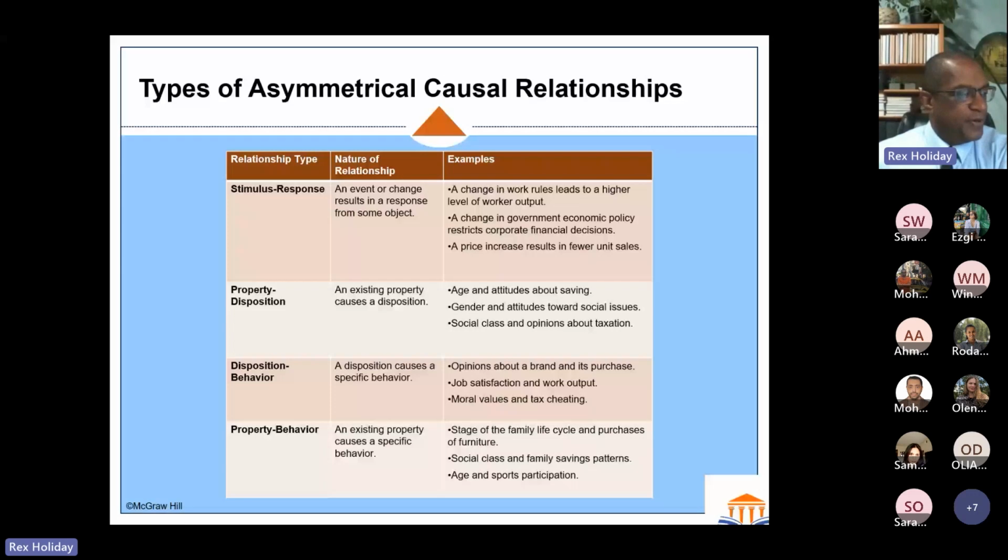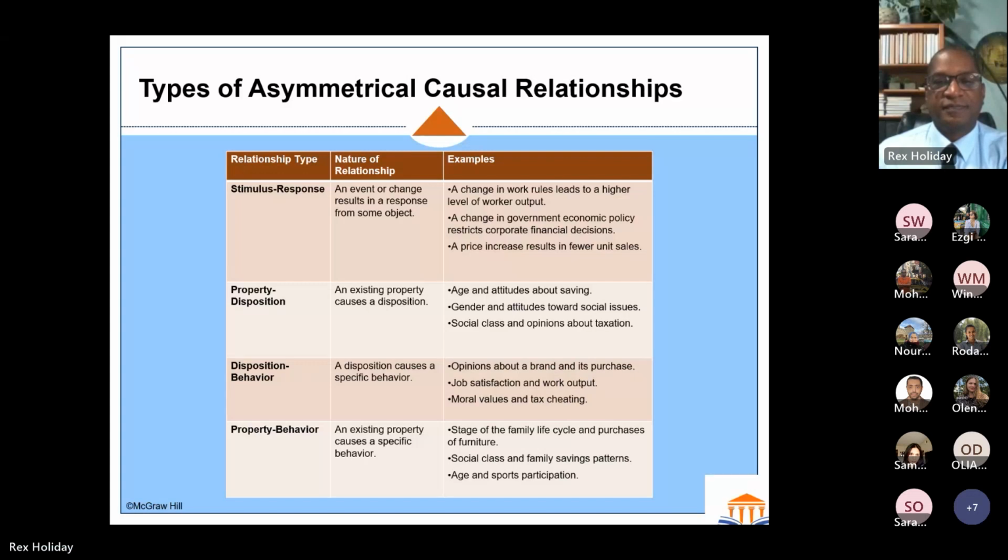So property behavior, an existing property causes a specific behavior. Yes. So Professor, one question about the disposition behavior. Because the third point there is moral values and tax cheating. If I am an employee and I'm paying my taxes, I don't have an option other than paying all my taxes, right? I don't have a way to cheat taxes anyway.